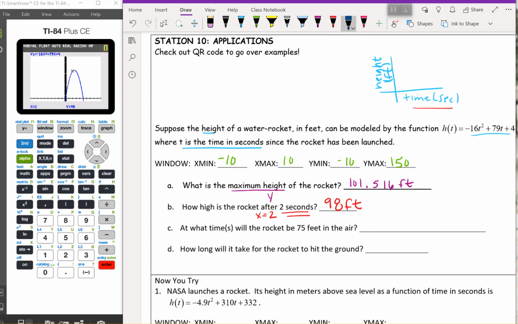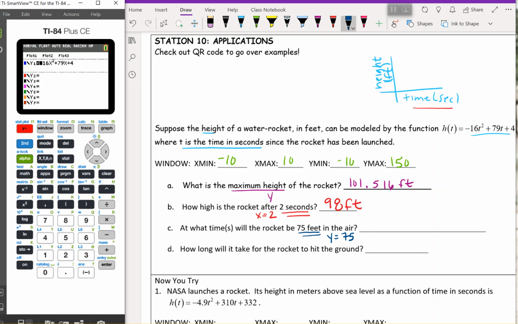Next question said, at what time or times will the rocket be 75 feet in the air? Since it says 75 feet high, that's a y value. So this is equivalent to saying y equals 75. In order to enter that, you have to go to the y equals screen, which shouldn't be a shock since it says y equals 75. And in the second y equation, we're going to enter 75 and then press graph.